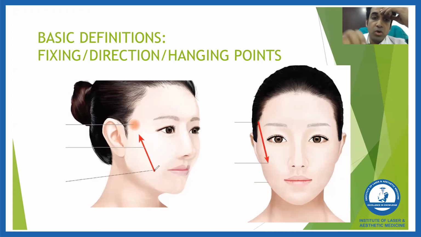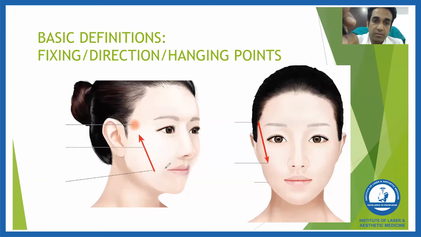Yes. Now, coming on to the direction, you are very sure about the directions also. Say, for example, I want to lift this particular nasolabial fold. This will remain the same, but the direction vector will change. It will be here. And this will be the hanging area or the hanging point. So it is not necessary that you reach to the depth of the hanging point.